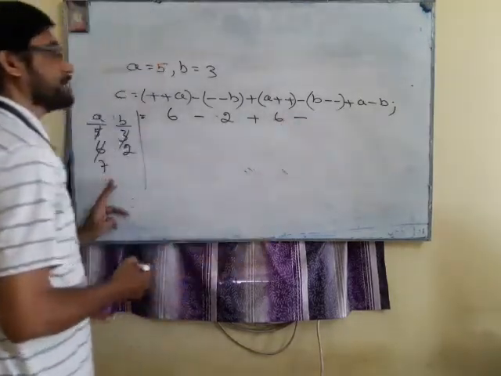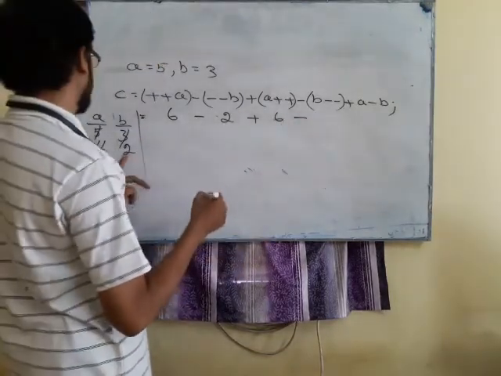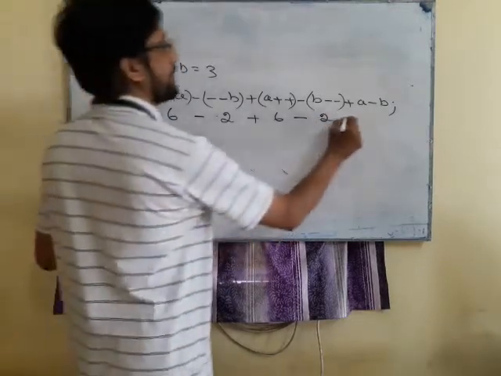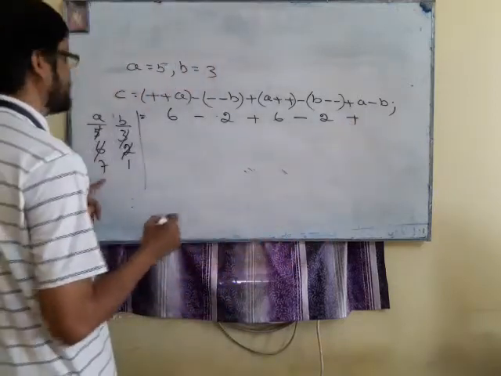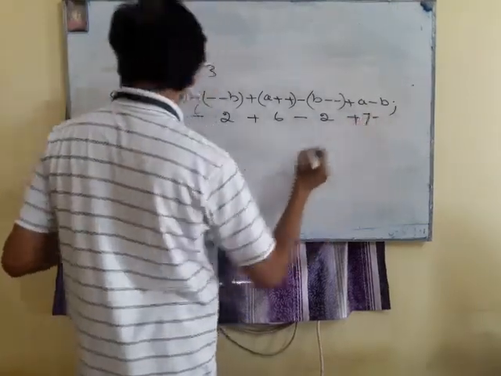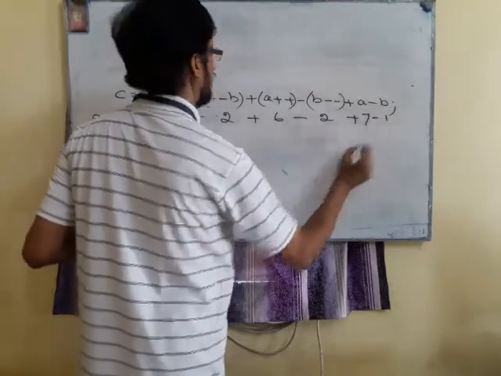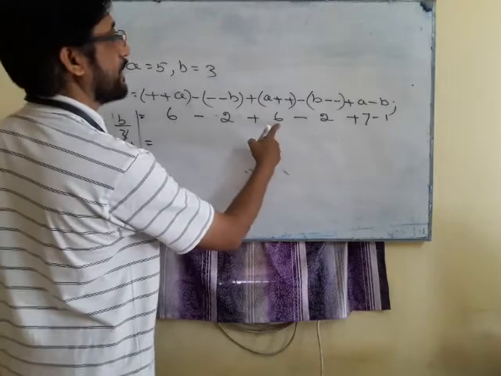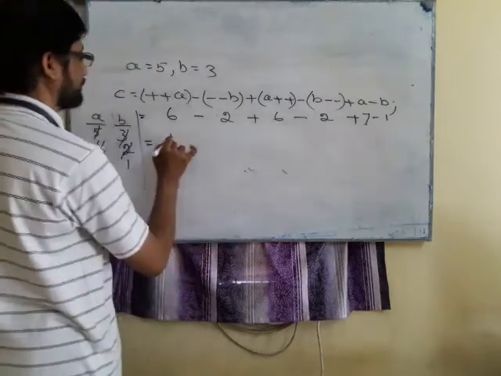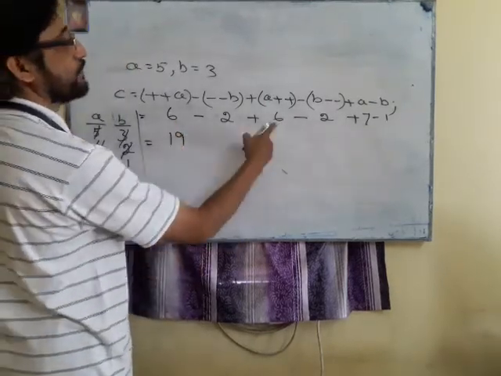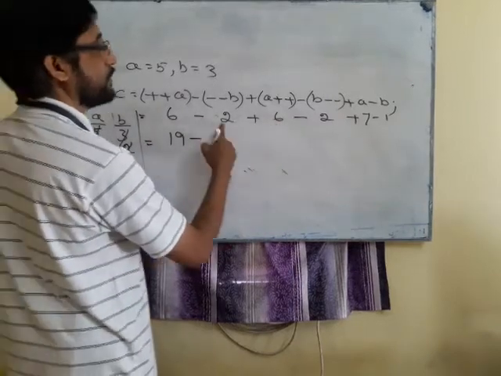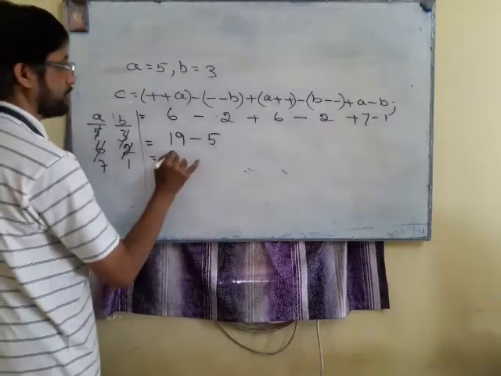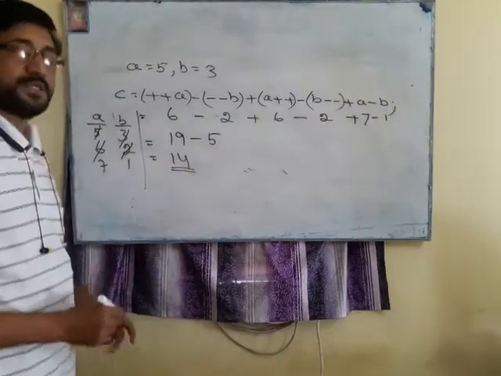Minus B--. This is a post-decrement. So put the value of B, which is 2, then change it to 1. Then plus A. In the memory, the value of A is equal to 7. Minus the value of B is equal to 1. Now you can solve it easily. 6, 12, plus 7, 19, minus 2, 4, plus 1, 5. 19 minus 5 is equal to 14. So this is the answer.